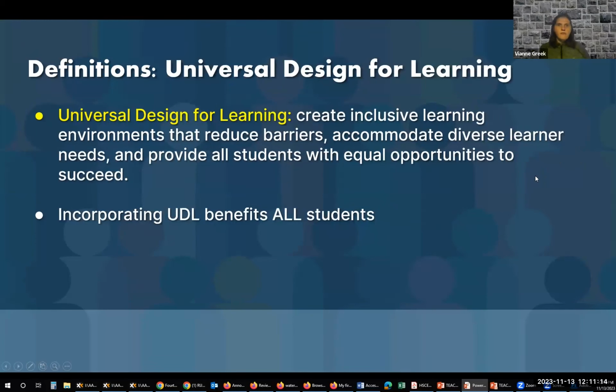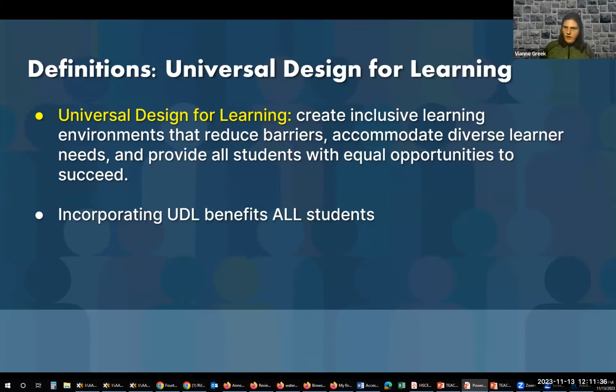Universal design for learning involves creating inclusive learning environments that reduce barriers, accommodate diverse learner needs, and provide all students with equal opportunities to succeed. And so the key here is if you incorporate UDL, it'll benefit all students.